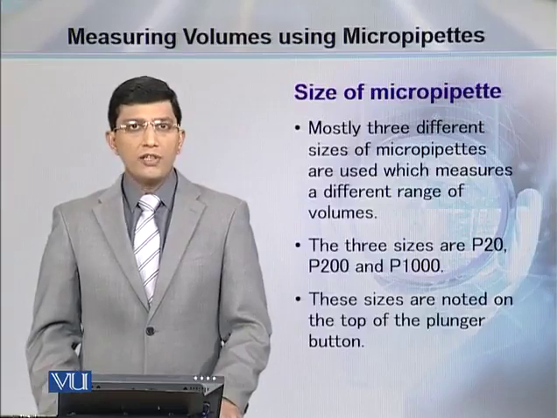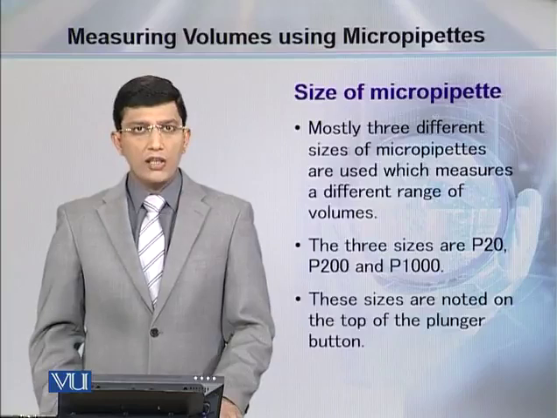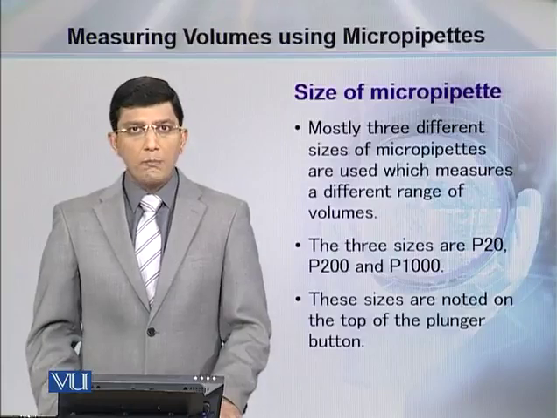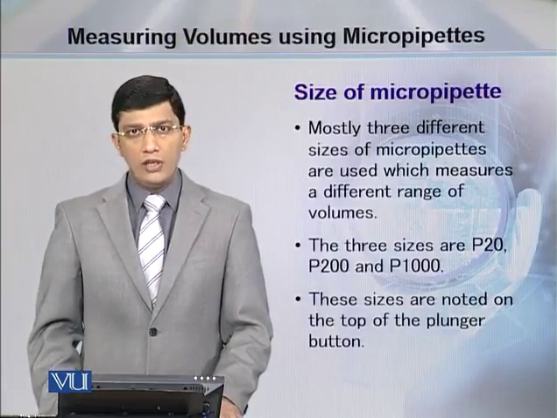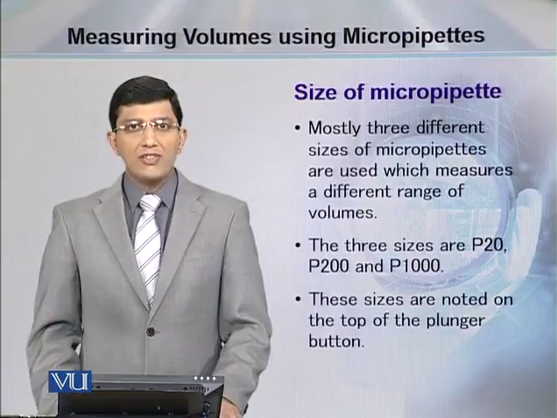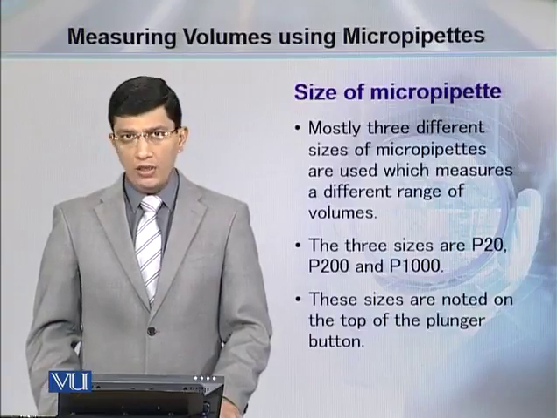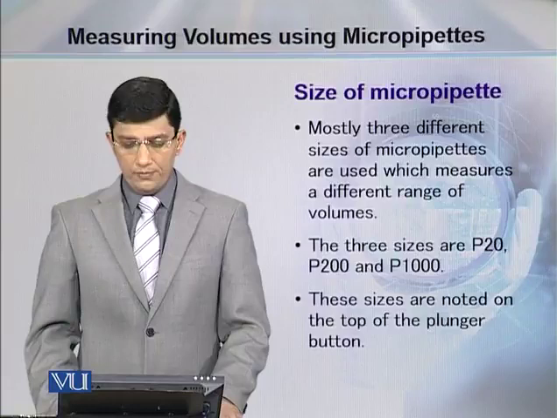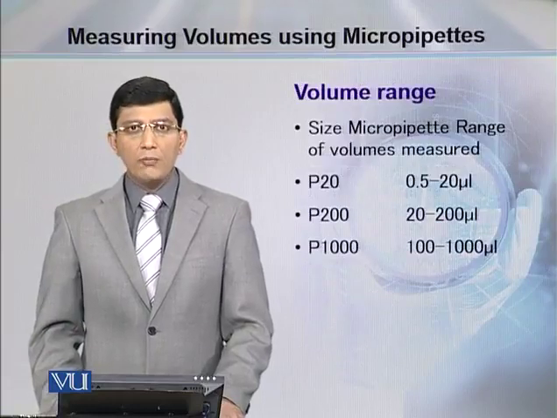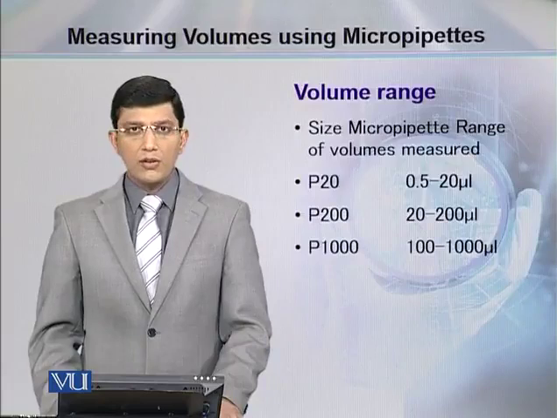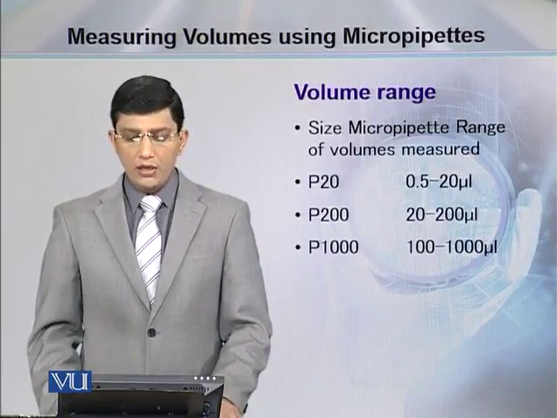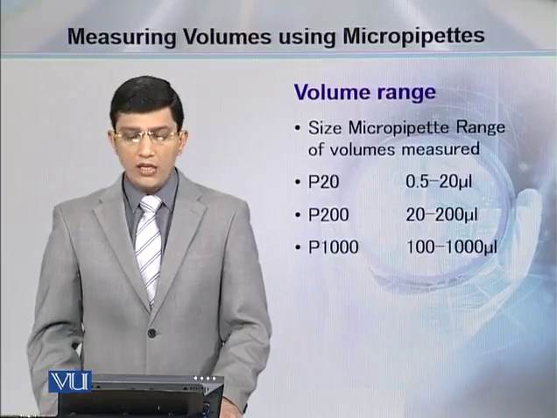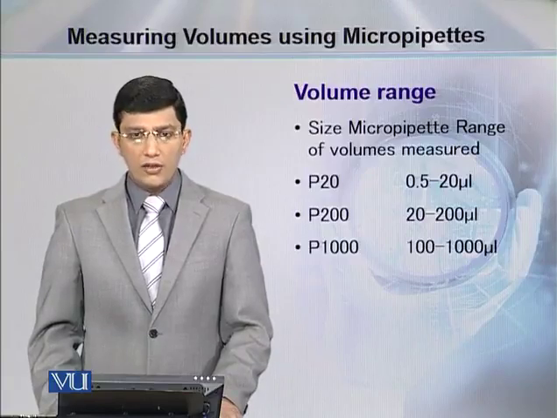Normally we have three different sizes of micropipettes used in the biotechnological labs. These are referred to as P20, P200 and P1000. The name and the number indicate the maximum volume a micropipette can hold, and this is mentioned on the top of the plunger button. The given range for P20 is 0.5 to 20 microliter. For P200 it is 20 to 200 microliter, and for P1000 it is 100 to 1000 microliter.